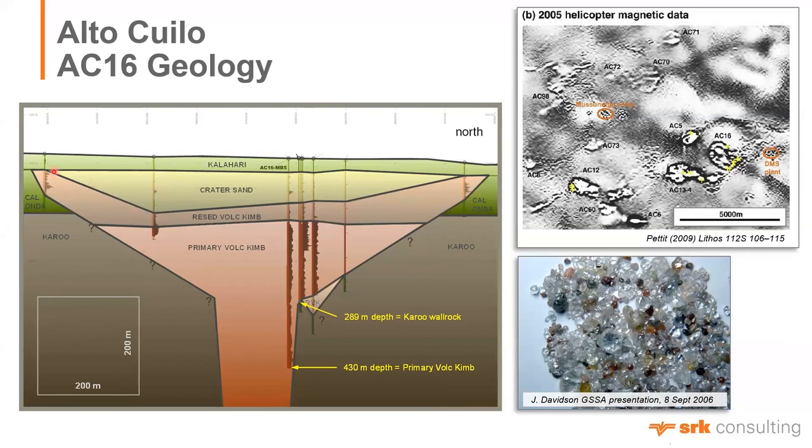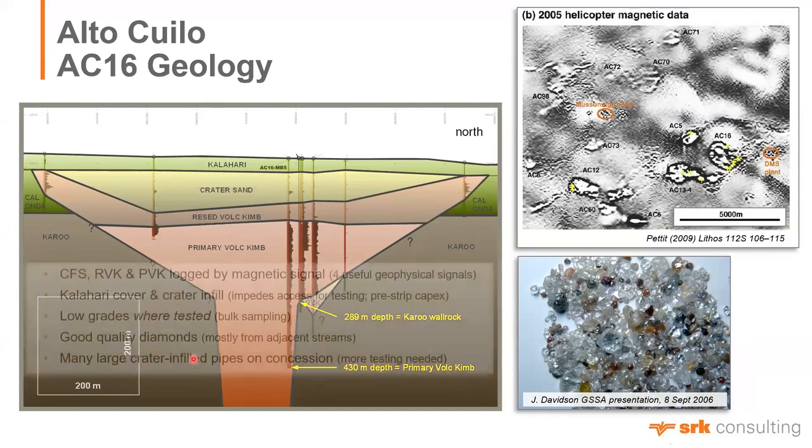And then similarly through the resedimented volcaniclastic kimberlite, you can see how variable the proportion of sand to kimberlite is in that part of the hole. And once you hit the primary volcaniclastic kimberlite, it's all fairly magnetic. So that's a very useful aid in logging.